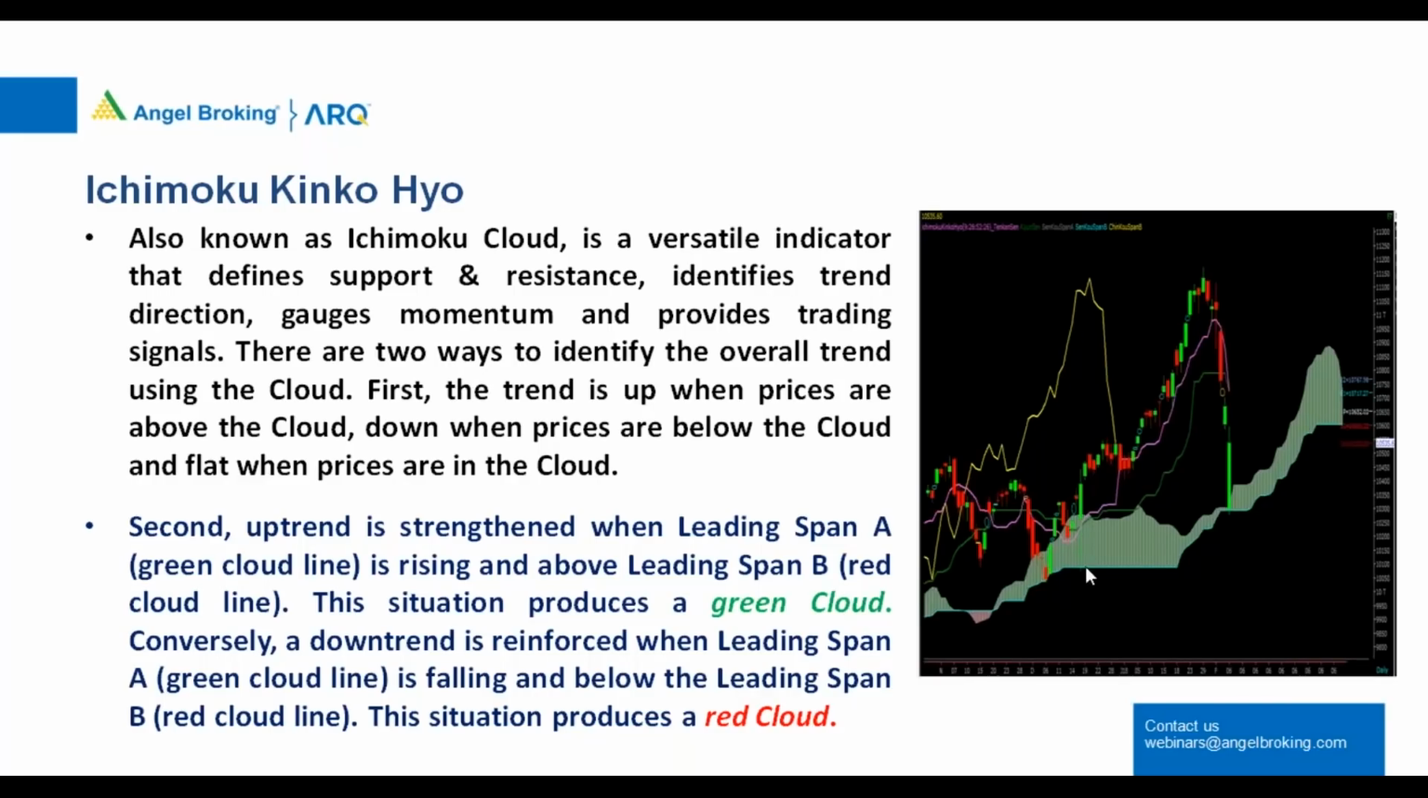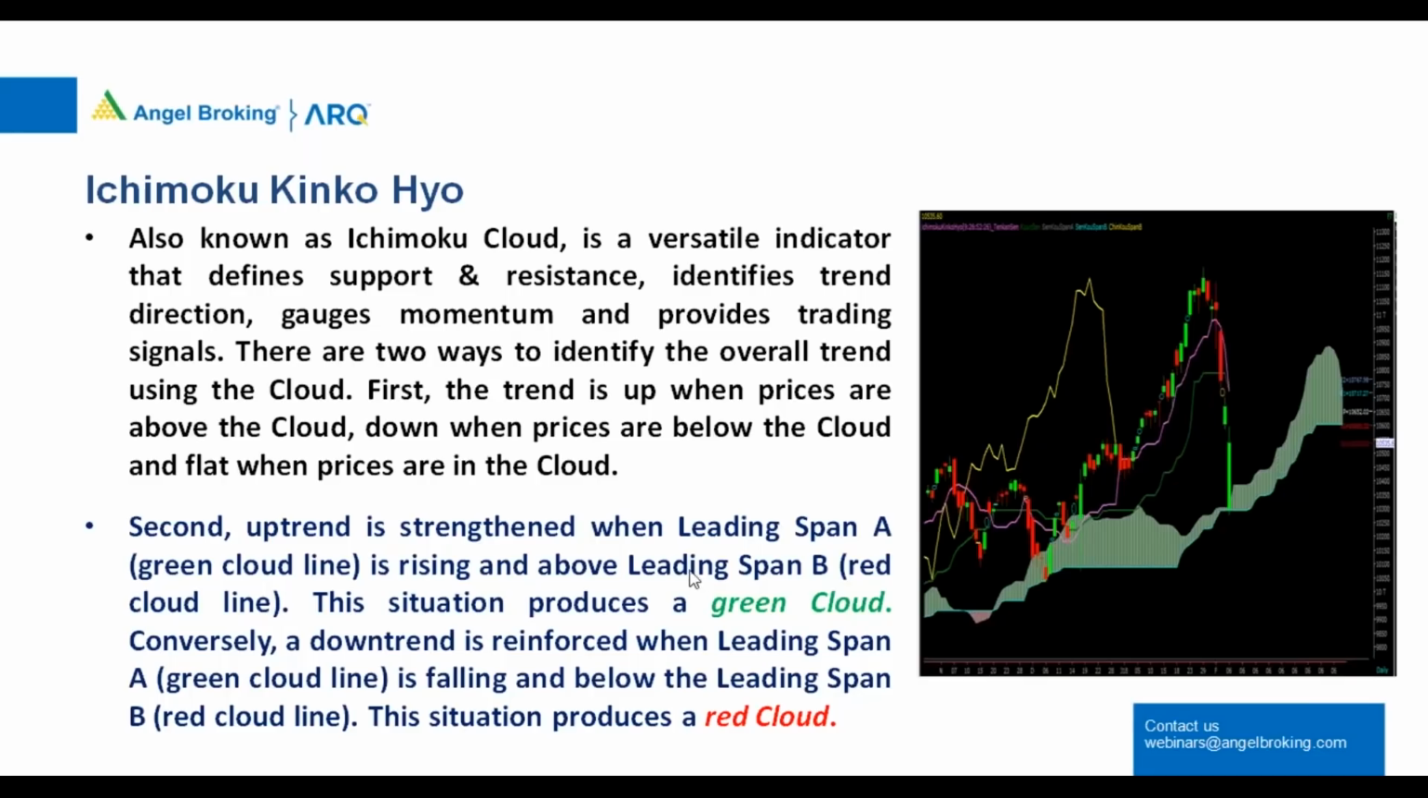Likewise, a downtrend is reinforced when the leading span A, that is the green cloud line, is falling and below the leading span B, that is the red cloud line. This situation produces a red cloud. So you can see here that we have a red cloud.